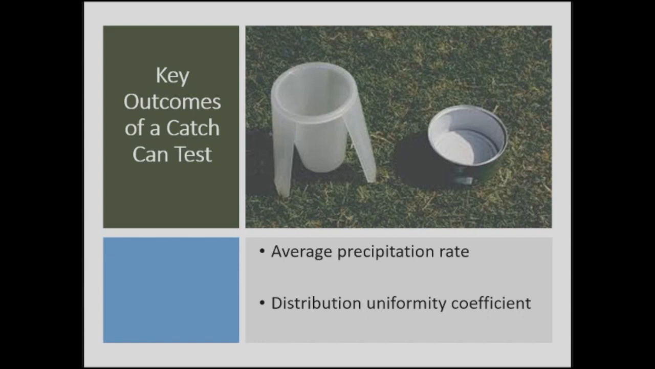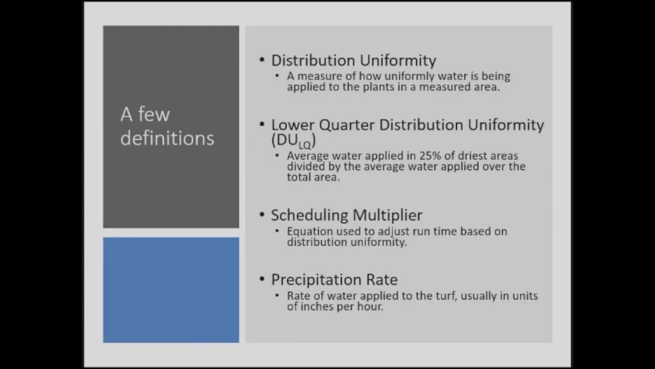And the two goals or the two outcomes of that catch can test are listed here. And hopefully these aren't terms that are new to you, but if they are, we'll define them here in a second. We'll get a mean or average precipitation rate, and then we'll calculate a distribution uniformity coefficient. Okay? And so when we look at the distribution uniformity, that's just a characteristic of how efficient is my system. And there's several different ways to do it, but the most common way is this DU lower quarter. All right, that's the most common.